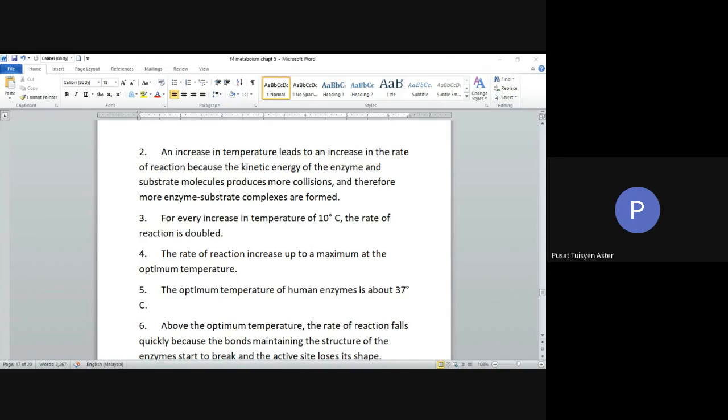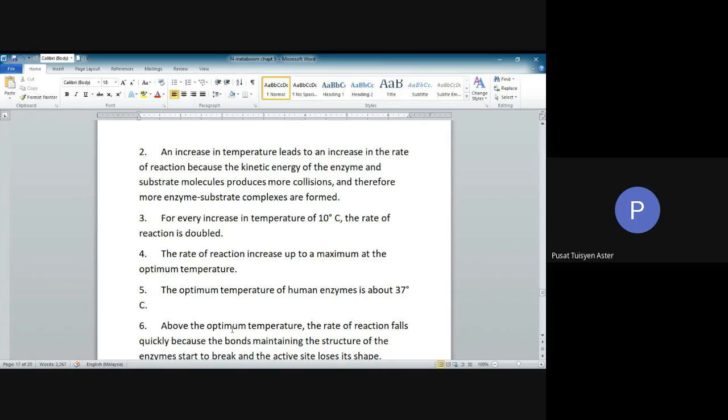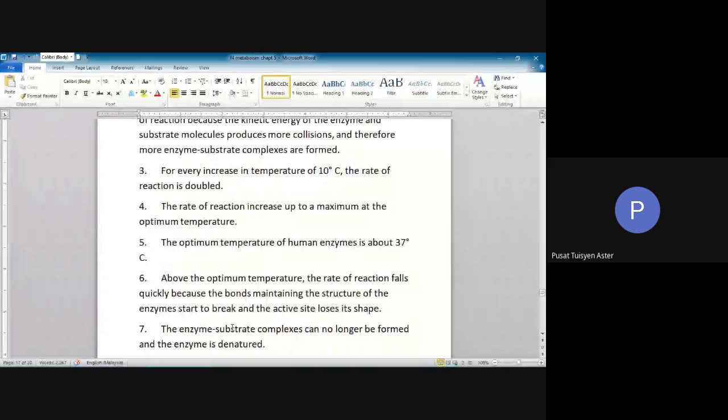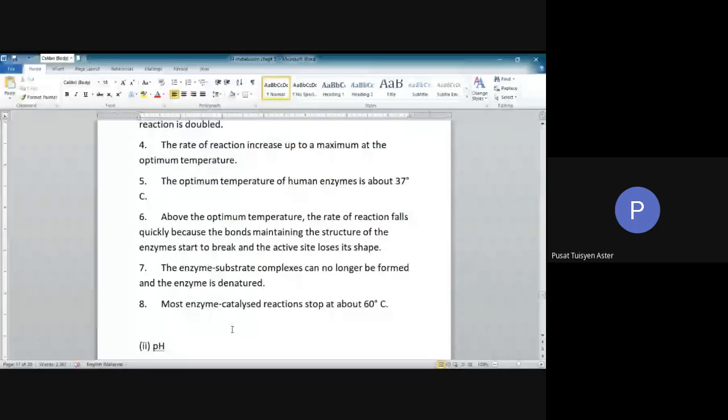Why? It is too hot. If our body is really, really hot or really, really cold, the internal environment is unable to maintain it, then your enzymes will fail. Even for cooking, it is the same concept. Animals, same concept. Above the optimum temperature, the rate of reaction falls quickly because the bonds maintaining the structure of the enzyme start to break, and the active site loses its shape. When the active site loses its shape, it cannot be used anymore. The enzymes cannot merge over there, and the enzyme substrate complexes cannot be formed.